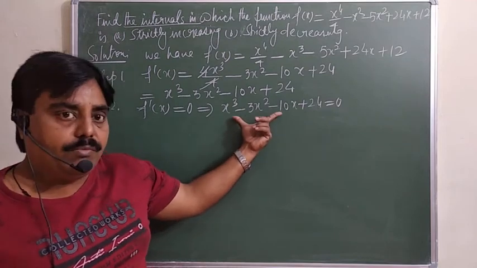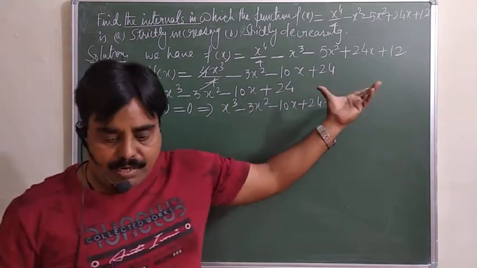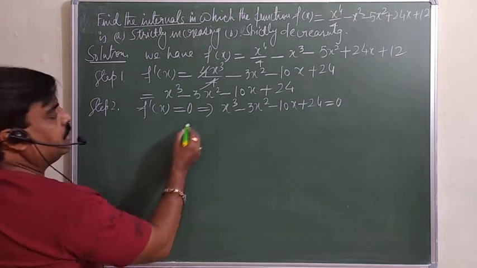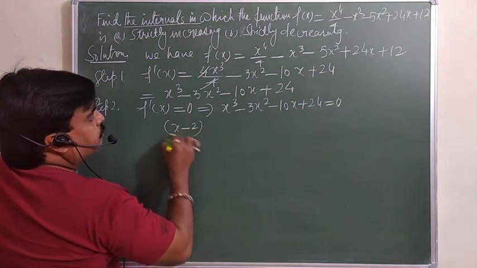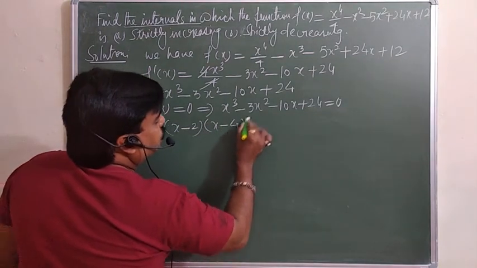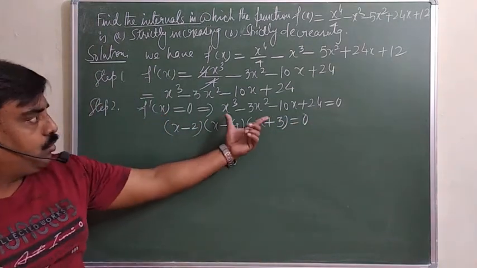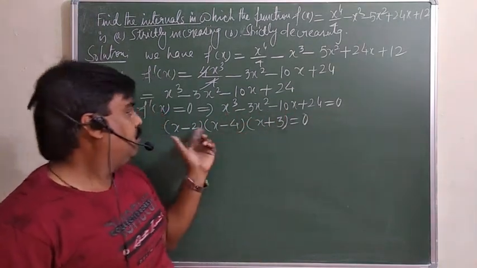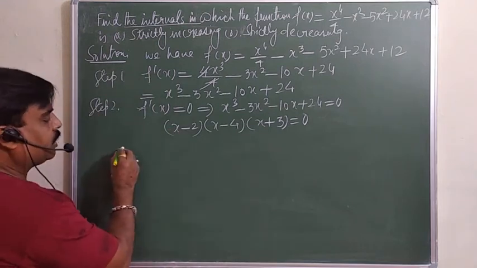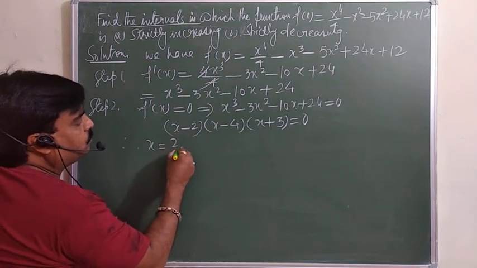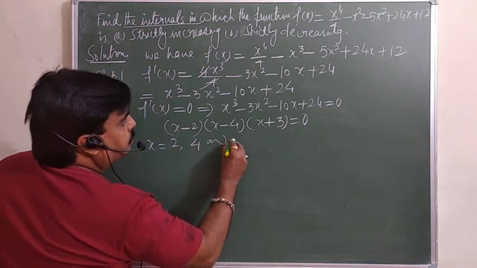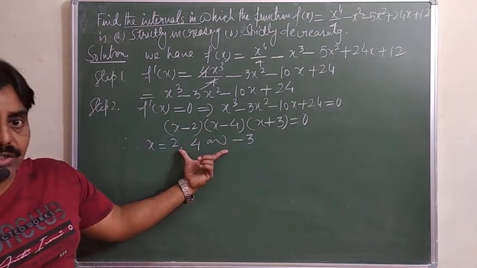Degree 3 equation, you have to apply the factor theorem. By applying the factor theorem you can find the factors. इसके factors जब करेंगे तो ये आएंगे (x minus 2)(x minus 4)(x plus 3) is equal to 0. If you do the factors of this one by using the factor theorem, ये factors आएंगे. तो what you will get the value for x is here. You will get 2, then 4 and minus 3. These are the values.